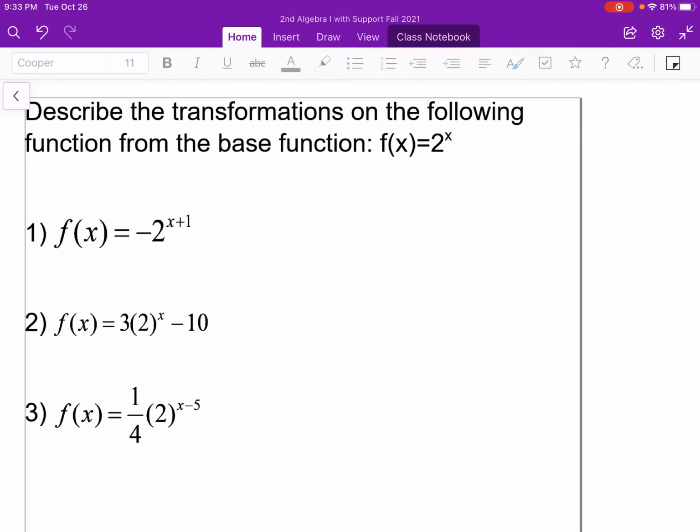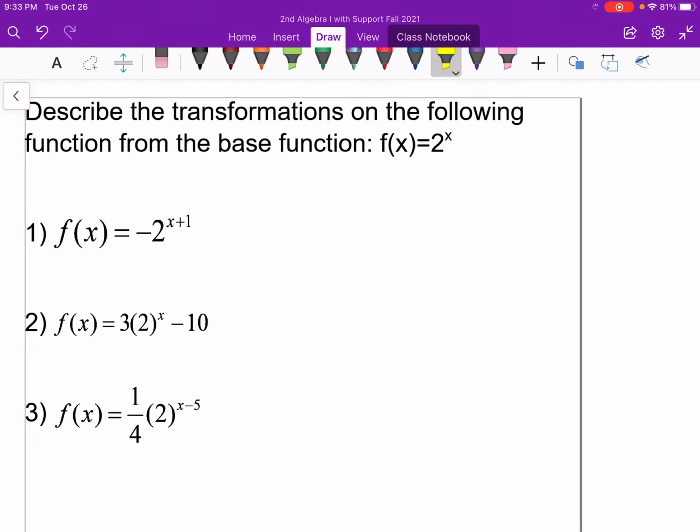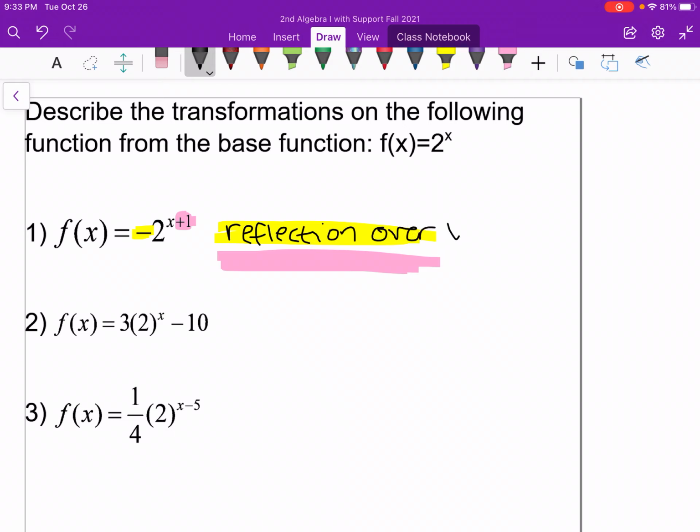So next we're going to describe the transformations on the following function from the base function 2 to the x. So this first one, I see a negative here, so that's one thing. And I also see a plus 1. So let's talk about what either one of those do. So the negative out front, that's A is negative. So that's been a reflection over the x-axis. And that plus 1 is in the H spot. Remember, it's the opposite. So it has gone left 1.